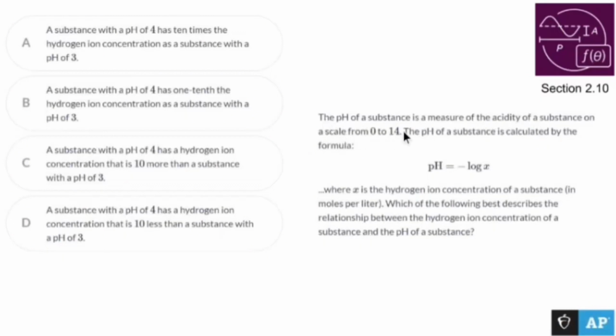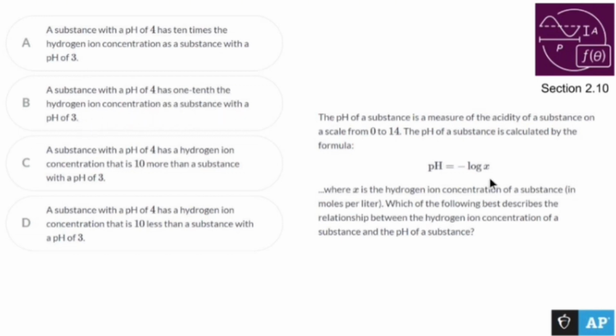The pH of a substance is a measure of the acidity of a substance on a scale from 0 to 14. The pH of a substance is calculated by that familiar-looking formula, pH equals negative log x, where x is the hydrogen ion concentration of a substance in moles per liter. Which of the following best describes the relationship between the hydrogen ion concentration of a substance and the pH of a substance? A substance with a pH of 4 has 10 times the hydrogen ion concentration of a substance with a pH of 3. A substance with a pH of 4 has 1/10 the hydrogen ion concentration of a substance with a pH of 3.